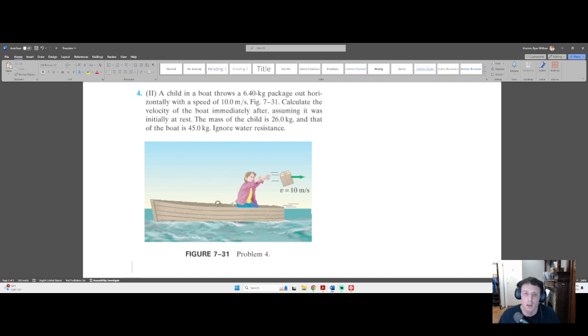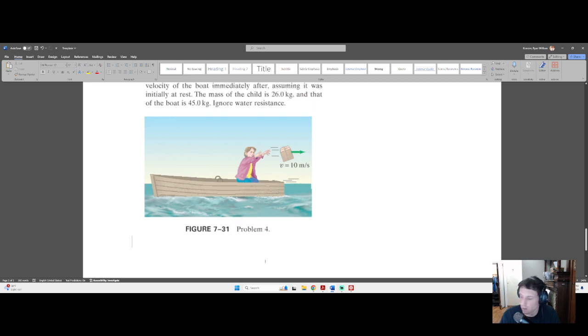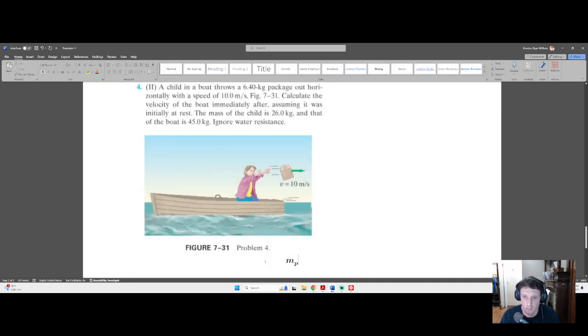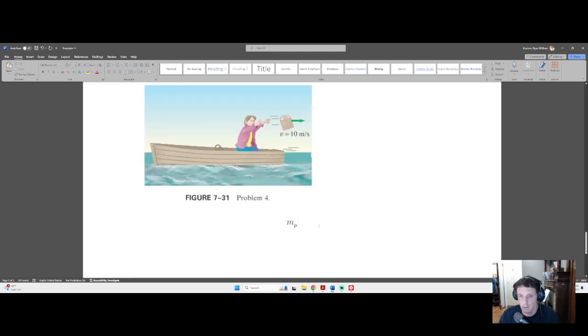Okay, so let's say, what do we say here? All right, I probably have to use subscripts. I don't like it, but I'm just going to say that the mass of the package is 6.4 kilograms.